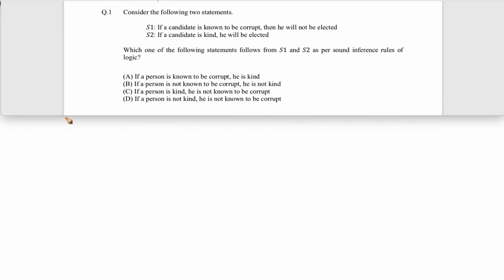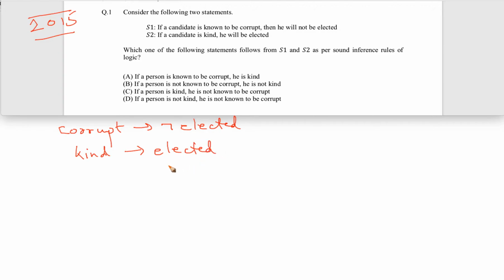Okay, so now let's see this question. This question came in GATE 2015. The question is, consider the following two statements. S1 is, if a candidate is known to be corrupt, then he will not be elected. So the first statement is, if the candidate is corrupt, then he will not be elected, right? And the second statement is, if a candidate is kind, then he will be elected. So if he is kind, then he will be elected. Okay, so this is statement S1 and this is statement S2.